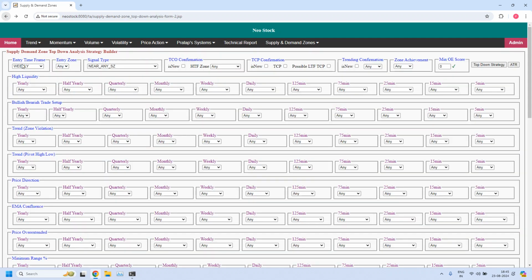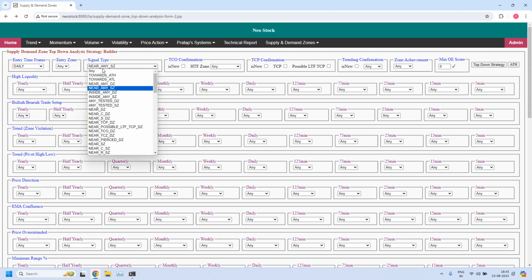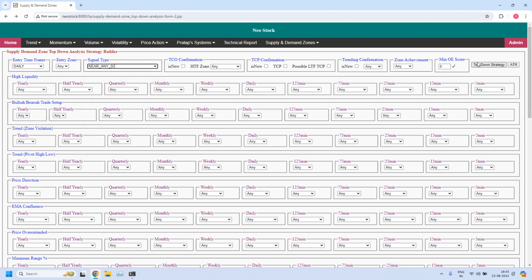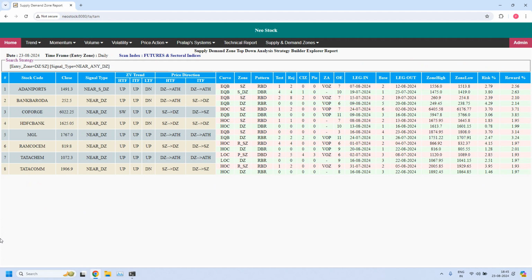The next time frame is a daily. So entry time frame daily, let us find the stocks near daily demand zone. 8 stocks are filtered. Let us identify high liquidity demand zones from this list. Adani Ports is having a high liquidity demand zone. That's it. We have only one high liquidity daily demand zone from this list.